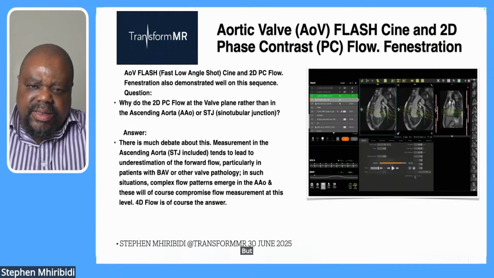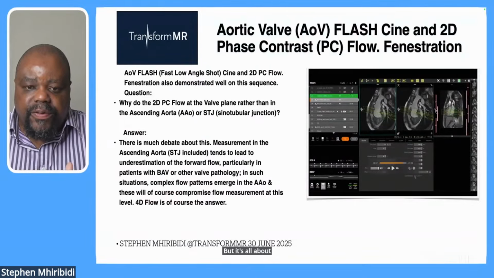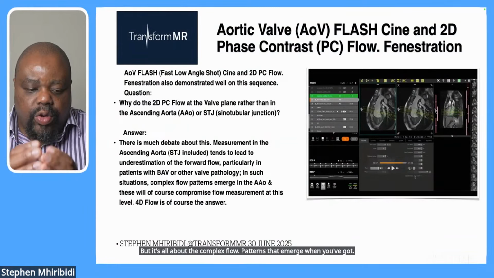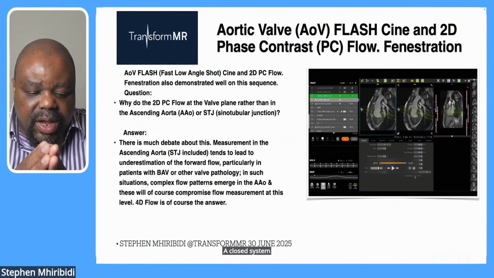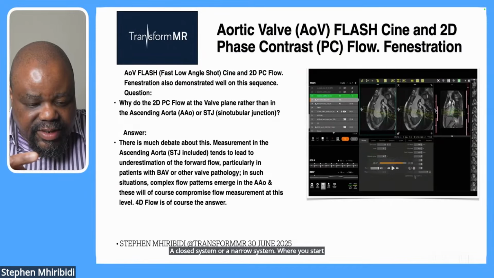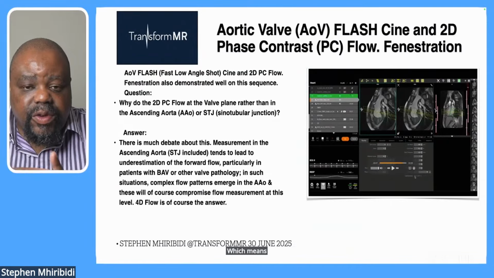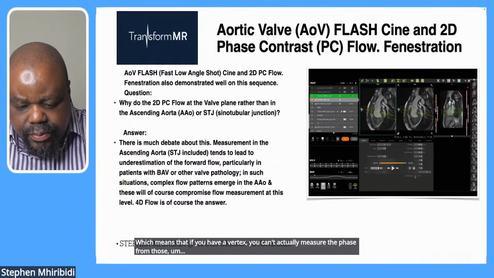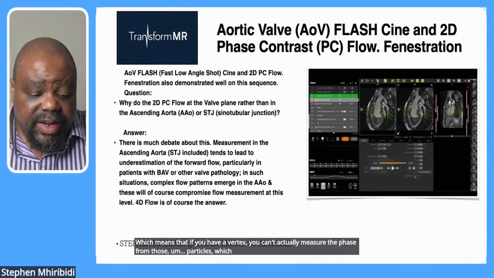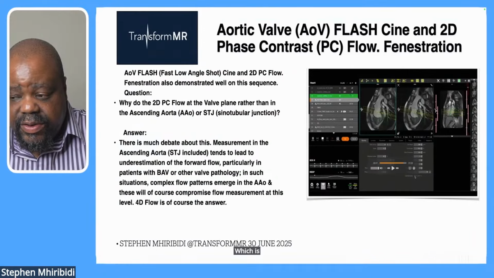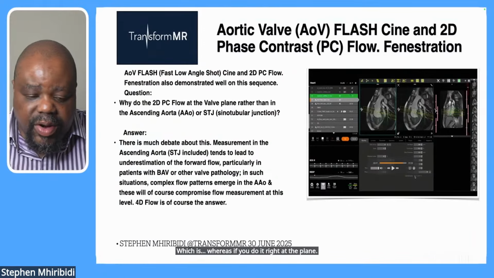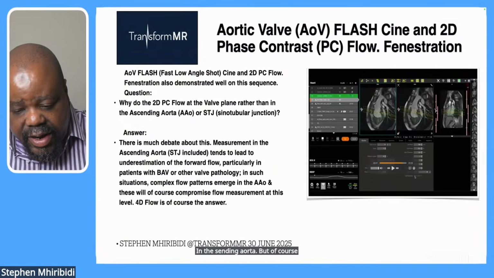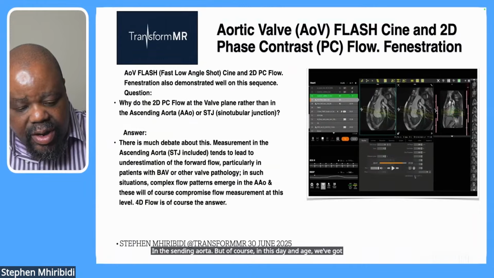But it's all about the complex flow patterns that emerge when you've got a closed system or a narrow system where you start getting vortexes in there, which means that if you have a vortex, you can actually measure the phase from those particles, which means it becomes inaccurate, whereas if you do it right at the plane, it's more accurate than in the ascending aorta. But of course, in this day and age, we've got 4D flow, which takes care of all that.